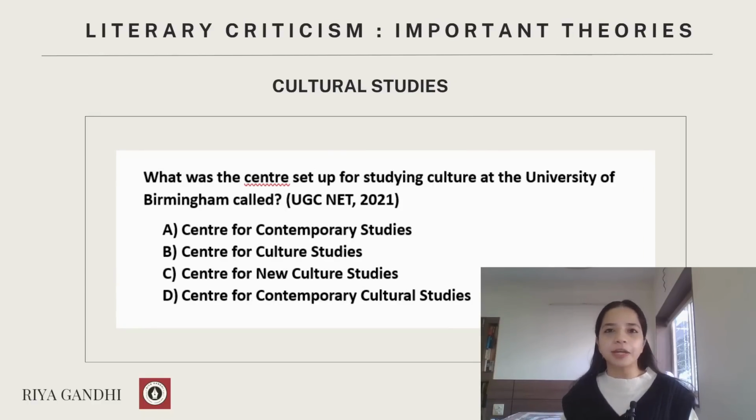A significant portion of the paper is dedicated to important theories. The first important theory, which is repeatedly asked in the UGC NET English Exam, is cultural studies. A question related to cultural studies was asked in 2021, talking about the center which was set up for studying culture at the University of Birmingham. The answer is Center for Contemporary Cultural Studies.